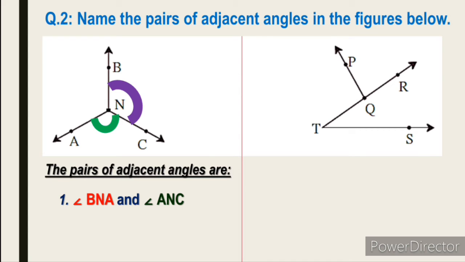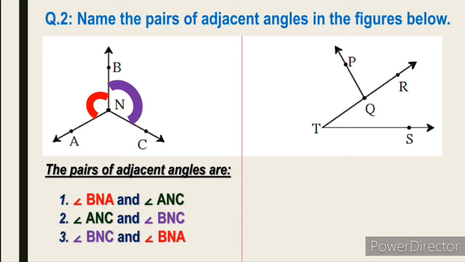Green and purple one. The name of purple is BNC and name of green is ANC. So you can see they both are adjacent, sharing a same arm NC. So angle ANC and angle BNC are adjacent angles. Last one I have shown here with red and purple color marking. The name of red color angle is ANB and the name of this purple color angle is BNC. So angle BNC and angle BNA are the pair of adjacent angles. So this way you are going to write about the adjacent angle.